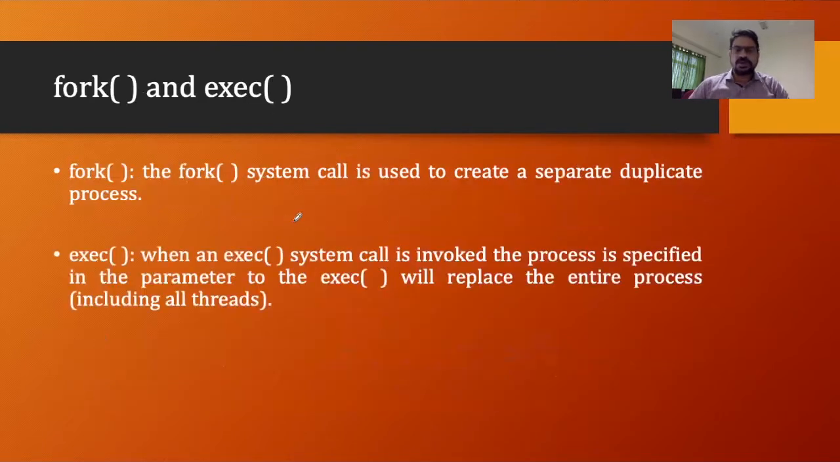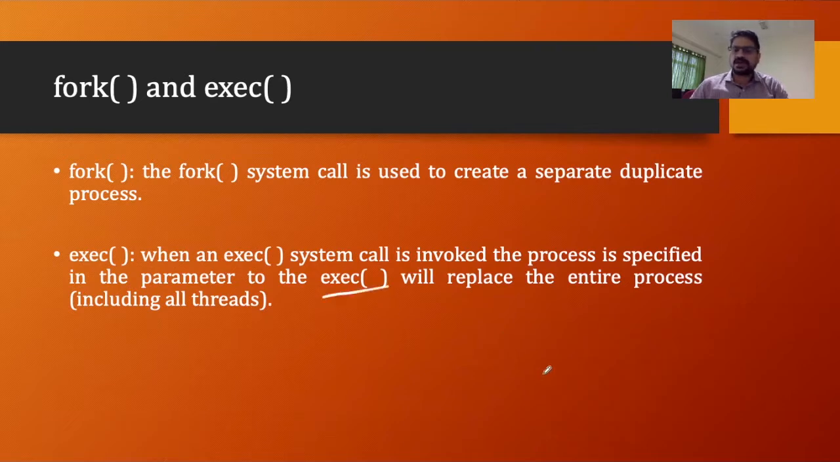Now let's talk about the two system calls, which are called fork and exec. The exec system call invokes the process specified in the parameter to exec, and it will replace the entire process including all threads. So that is what happens with this particular system call.